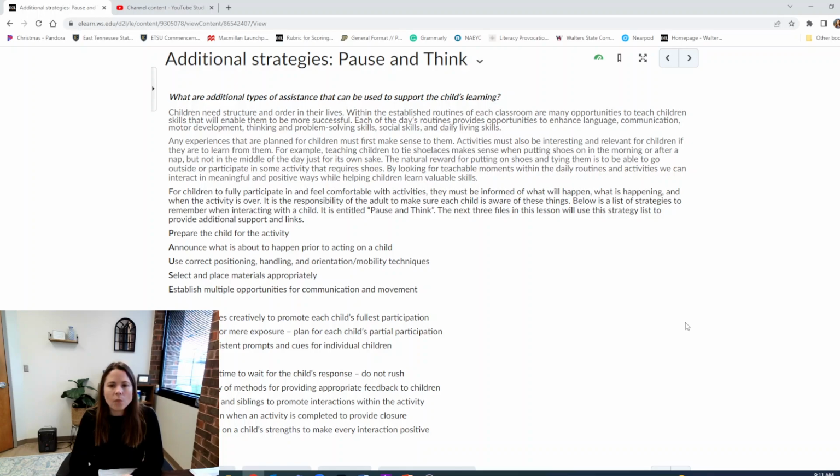Well, these activities have to draw in that child's interest, right? It has to be relevant to them at that time. So it has to make sense not only for developmental level and age, but also for any special needs that they may have. So we're looking for those teachable moments. We want them to feel comfortable enough with the activities, and we want them to be able to participate in it. So we have the acronym Pause and Think, and these next 3 files that I listed here are really going to give you examples of how you support and interact with that child.